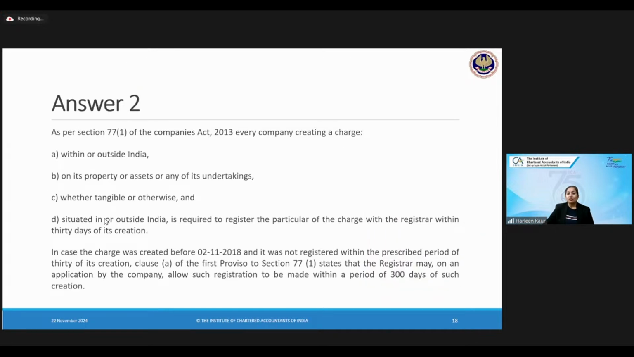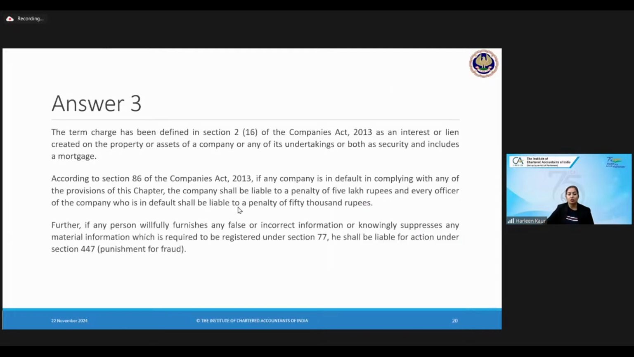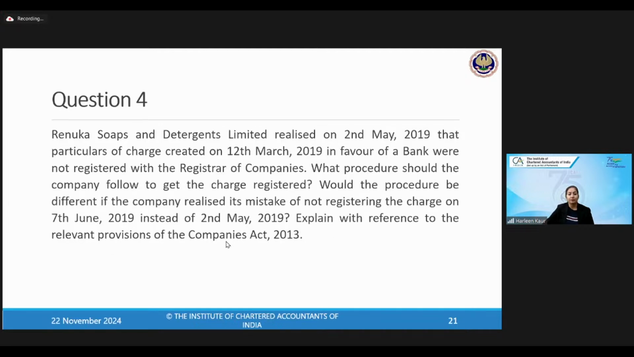So this is how we'll define the charge, and then you'll write down before and 270 days additional will be given, or you can also say that 300 days from the date of creation. Both the answers are correct. Then it is like explain the term charge and what is the purpose, punishment for default. So punishment we have not yet done. So when we do the topic of punishment, you'll understand. But again, the definition of charge is very clearly to be given.